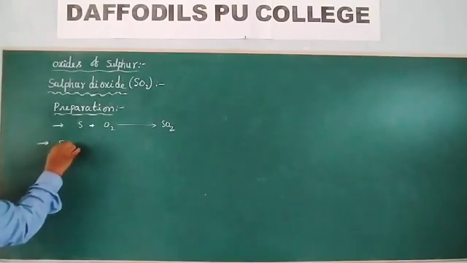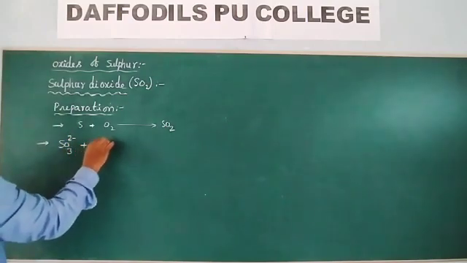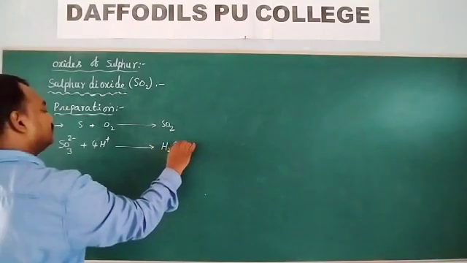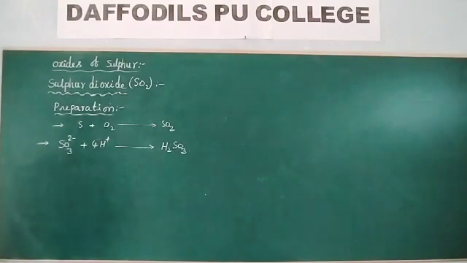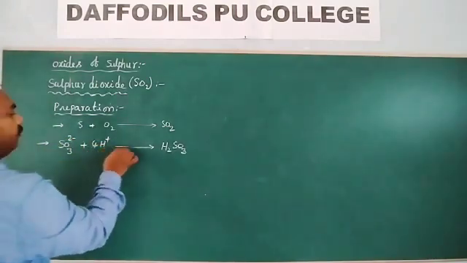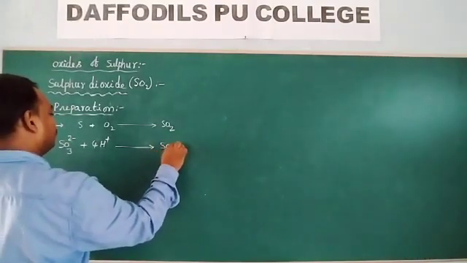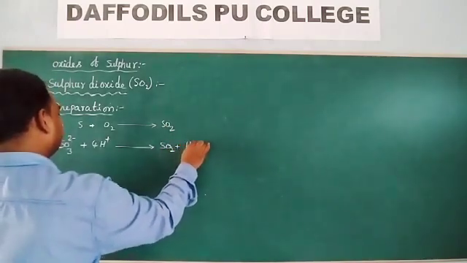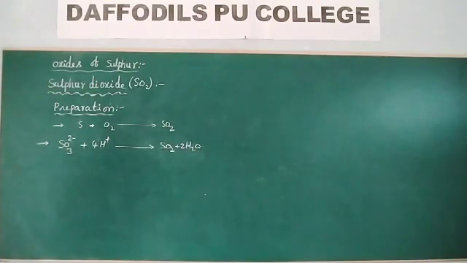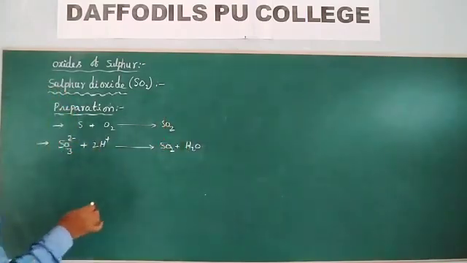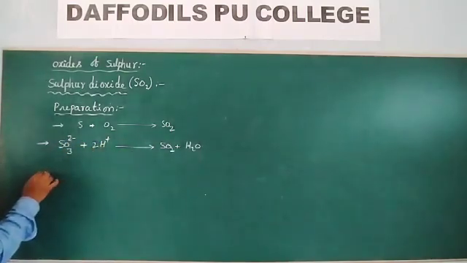Another preparation method: when sulfite salts are treated with dilute acids, you will get sulfurous acid, and then the sulfur dioxide. Next, another preparation method.